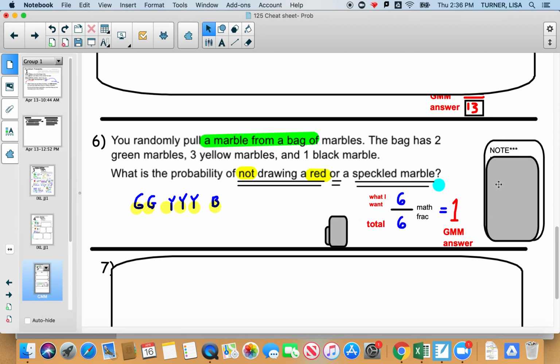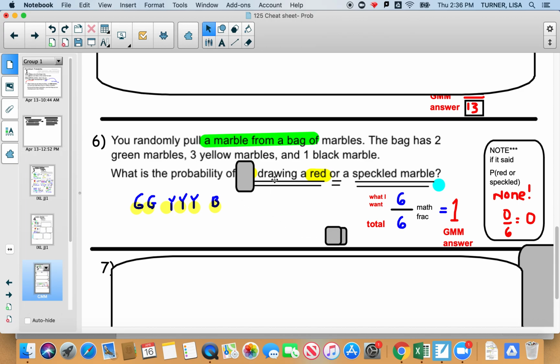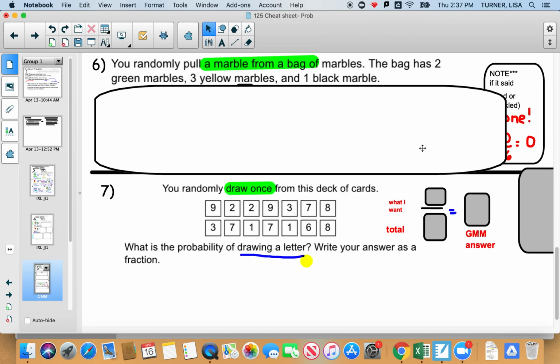I just want to note here, because I've seen more of these on GMM, that if this had said, I'm going to cover this up, if this had said drawing a red or speckled, there's no red or speckled. If there are none of them, and that may happen, again, remember it's 0 out of 6, and so your answer would be 0. All right, so just be aware of those. Reading carefully, taking your time.